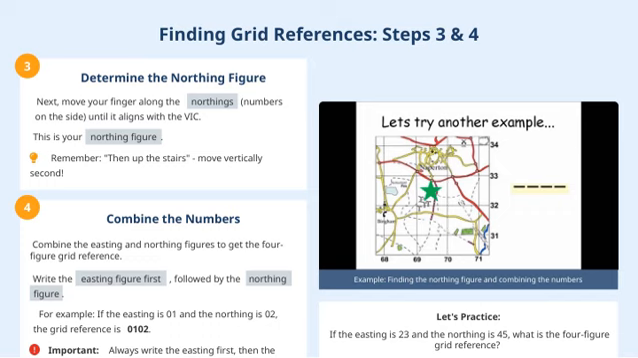It's really important to always write the Easting first, then the Northing, to keep everything consistent. So, in summary, find the Easting, find the northing, and then put those numbers together to get your final grid reference.